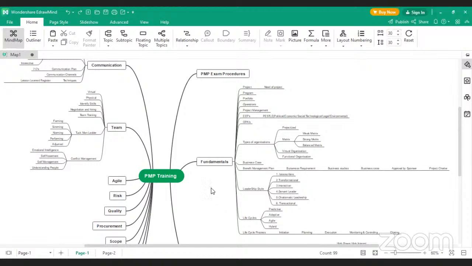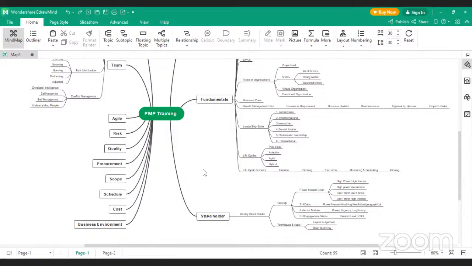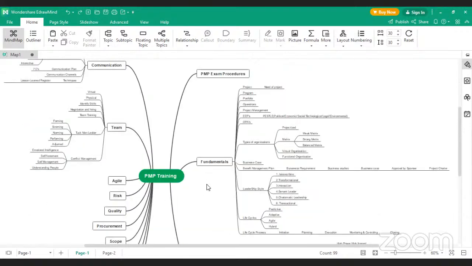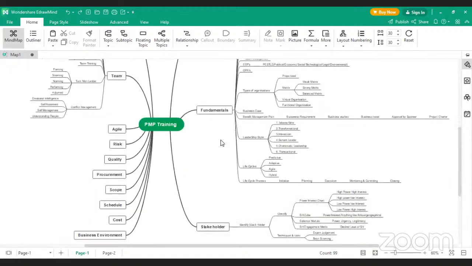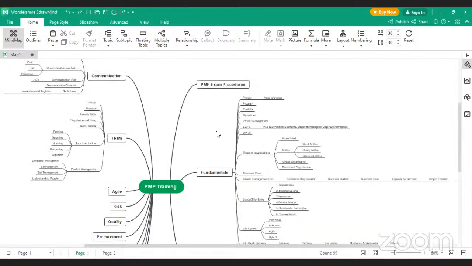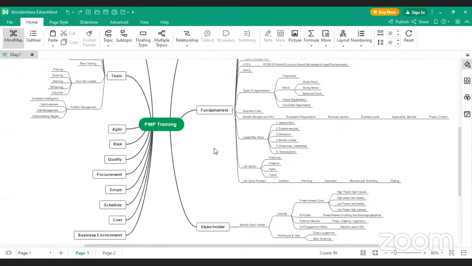First of all, I will go through the overall PMP training that we have done so far. On the day 1 PMP training, we had some introduction regarding PMP and PMP exam procedures, how many questions will be there and how to solve the questions. And then we discussed some fundamentals and stakeholders. These are the major topics that we discussed. And after that, we discussed communication and team. And then we have agile, risk, quality, requirement, scope, schedule, cost, and business environment.